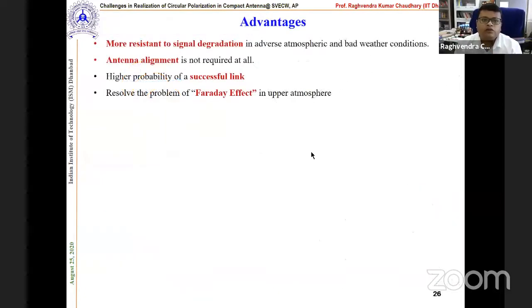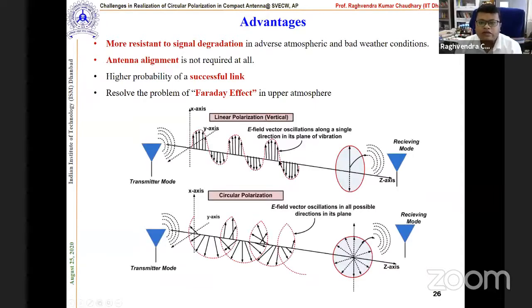Now, if you talk about the advantages, I already talked about the advantages. Like here, if you see this picture, this is the transmitting mode, this is the transmitter, and this is the receiving mode, correct? So if this is a linear polarization or vertical polarization, the field will be like this. If you consider the time harmonic wave, a line will appear like this. If this is a linearly polarized antenna, then it is fine. Otherwise, if this is horizontally polarized, forget about the signal, because you are not going to get anything.